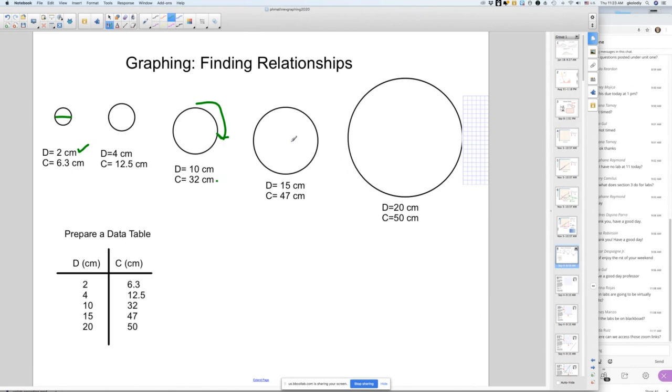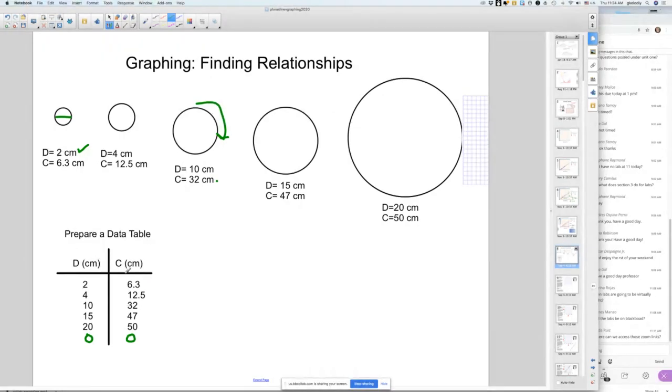Now we're going to make a graph. This is the data for these 5 circles right over here. And one more circle here. We have a circle whose diameter is 0, its circumference is 0, right? Okay. So now what we're going to do is we want to find the connection between these. Well, I'm looking at the numbers here. No, I don't see a connection looking at these numbers. So what do we do? Well, we're going to make a graph.